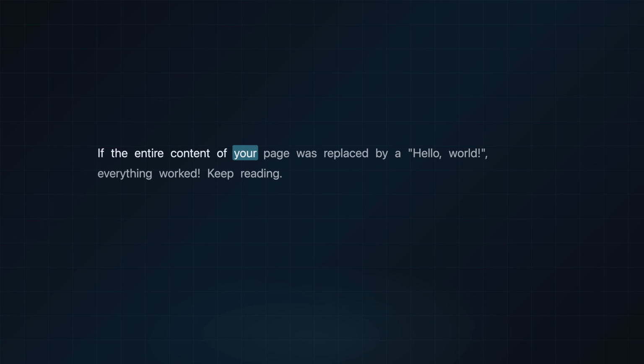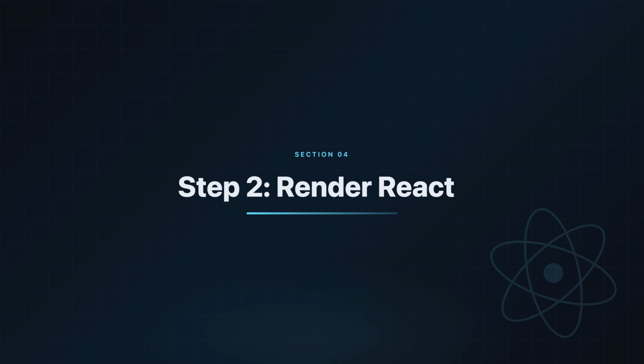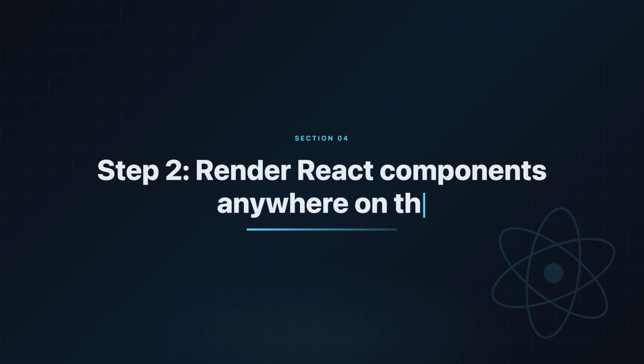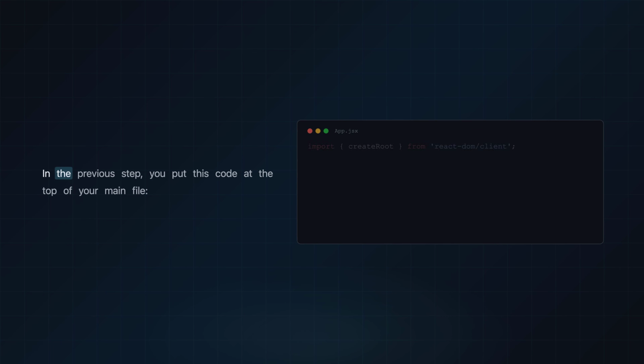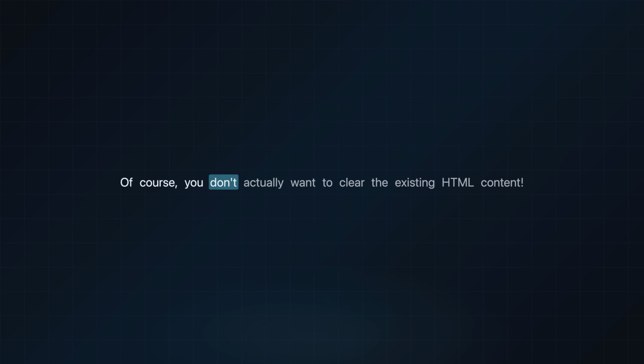Keep reading. Integrating a modular JavaScript environment into an existing project for the first time can feel intimidating, but it's worth it. If you get stuck, try our community resources or the Vite chat. Step 2. Render React components anywhere on the page. In the previous step, you put this code at the top of your main file. Of course, you don't actually want to clear the existing HTML content. Delete this code.